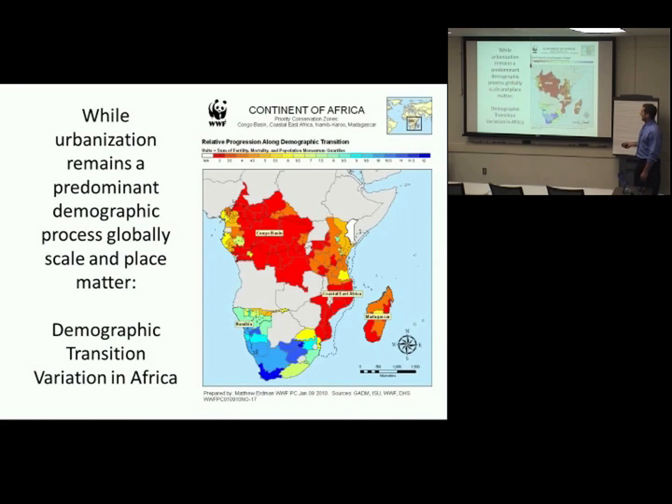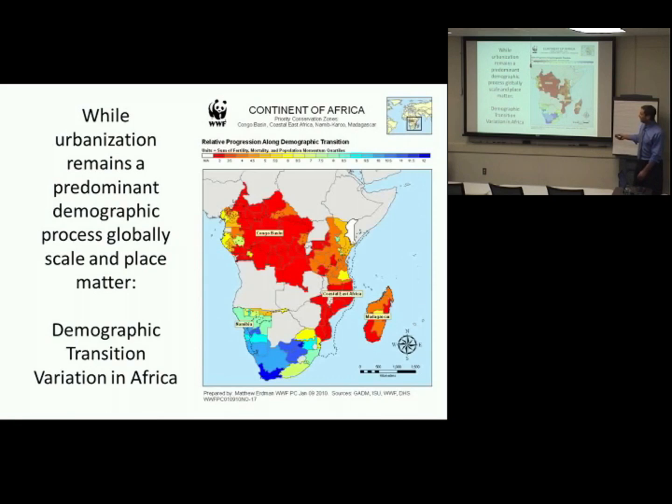So this is about demographic transitions, and space and scale matter. This is work I did with USAID and WWF. This is a map where I put together different aspects of demographic transition, including fertility and mortality indicators, and put them on a relative scale along the demographic transition, from very far along, such as southern South Africa, Cape Town, to scarcely initiated. You can see that so much of sub-Saharan Africa is very early in the demographic transition, but other parts are much more like the developed countries.